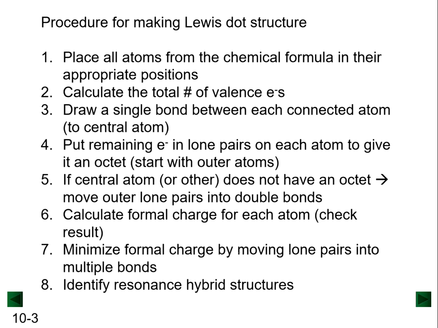At this point, we calculate formal charge for each atom. Once we've identified that we have octets for everything and the formal charge has been minimized, we look to identify any resonance hybrid structures that may be present.